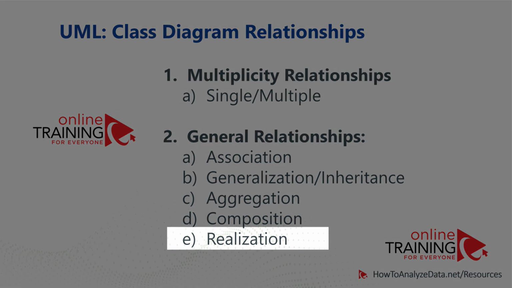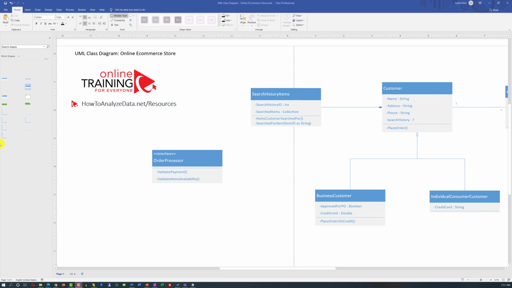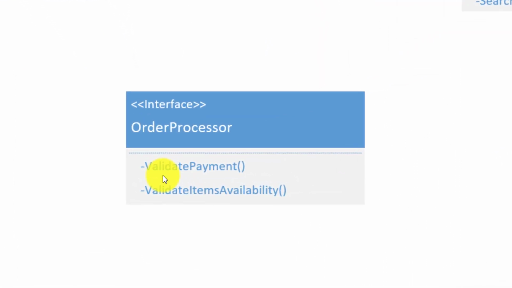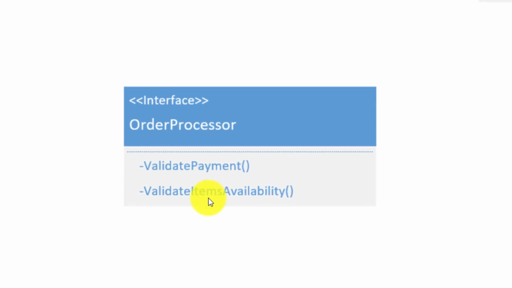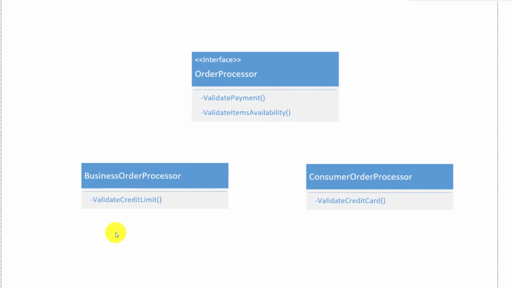Realization relationship is typically used when one entity, typically an interface, defines a set of functionalities as a contract for another entity, which is typically just a regular class. In this relationship, the class typically realizes the contract by implementing all the functionalities defined in the interface. For example, we might define an interface called order processor. This interface will have 2 methods: validate payment and validate items availability. We might also consider defining 2 classes that will realize this interface: business order processor and consumer order processor.